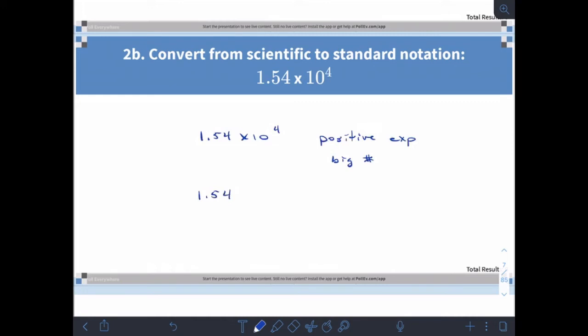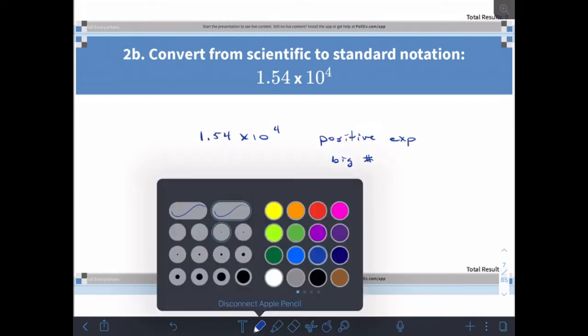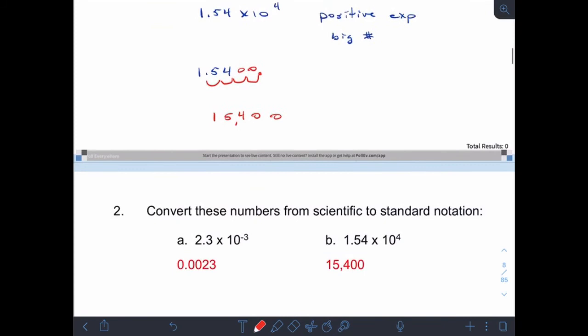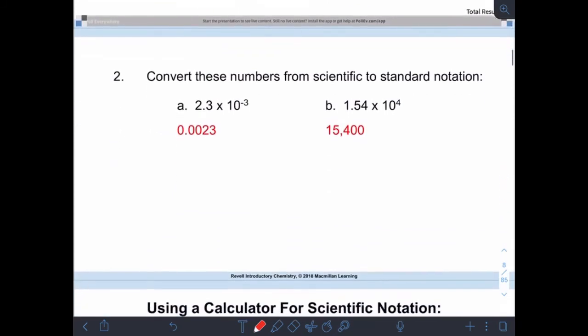And the exponent tells us 4 spots. So I'm going to move my decimal place 4 places to the right. 1, 2, 3, and 4. Fill in the zeros. So this number in standard notation should be 15,400. And look at us, we're correct again. Aren't we good? Ta-da!